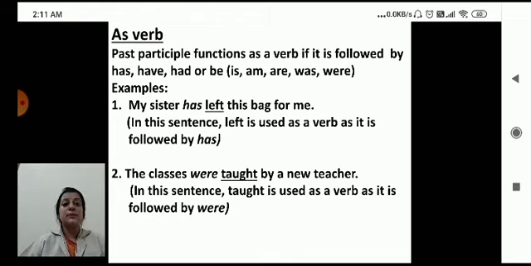First example: my sister has left this bag for me. Here you can see that in this sentence left is used as a verb as it is followed by has, right? So if it is followed by has, it will be used as a verb. You can see the second sentence: the classes were taught by a new teacher. In this sentence, taught is used as a verb as it is followed by were. So it will be taken as a verb, right?